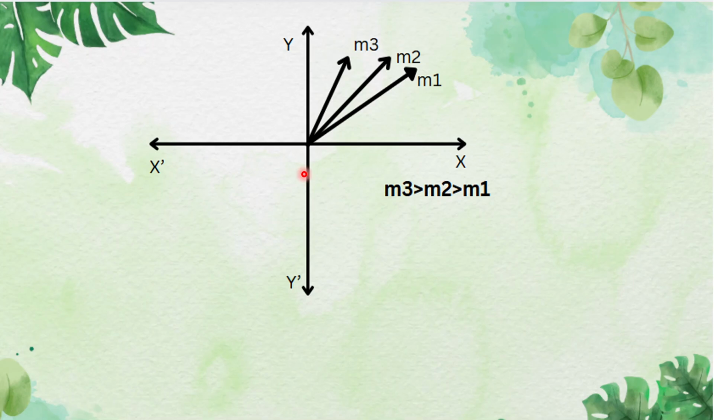Now, let us understand the concept of the slope. Slope of any line is actually the angle which it makes with positive x-axis. I have drawn three lines in the first quadrant whose slopes are m1, m2 and m3 respectively. As we can see, the line with slope m3 makes the greatest angle with positive x-axis, so the value of m3 will be greater than m2, which is greater than m1.